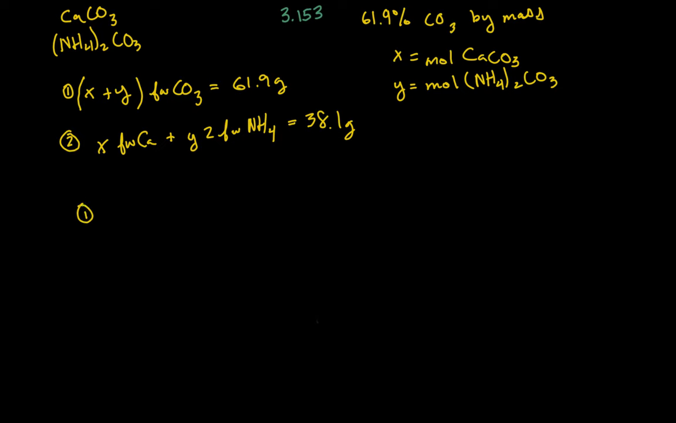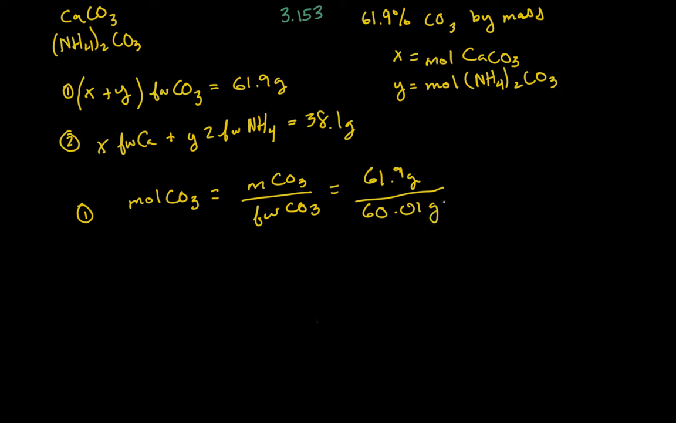Okay, so step 1, let's rewrite this in molar terms first. Moles of carbonate is going to be equal to the mass of carbonate present divided by the formula weight, and that is equal to 61.9 grams divided by 60.01 grams per mole. All right, and that gives us a grand total of 1.0315 moles of this in total.